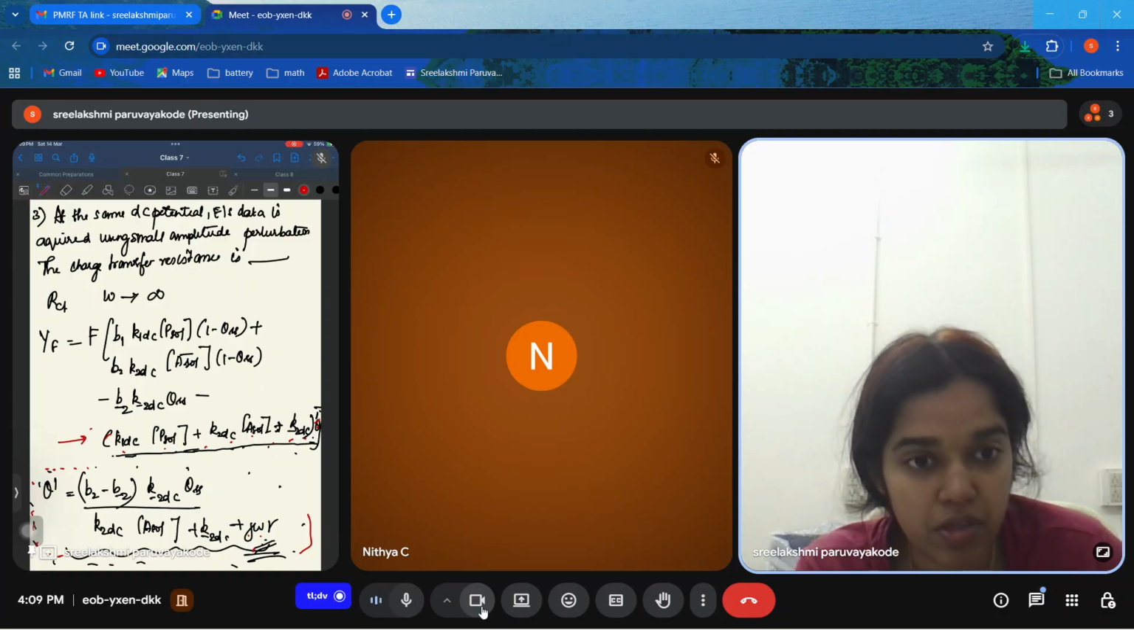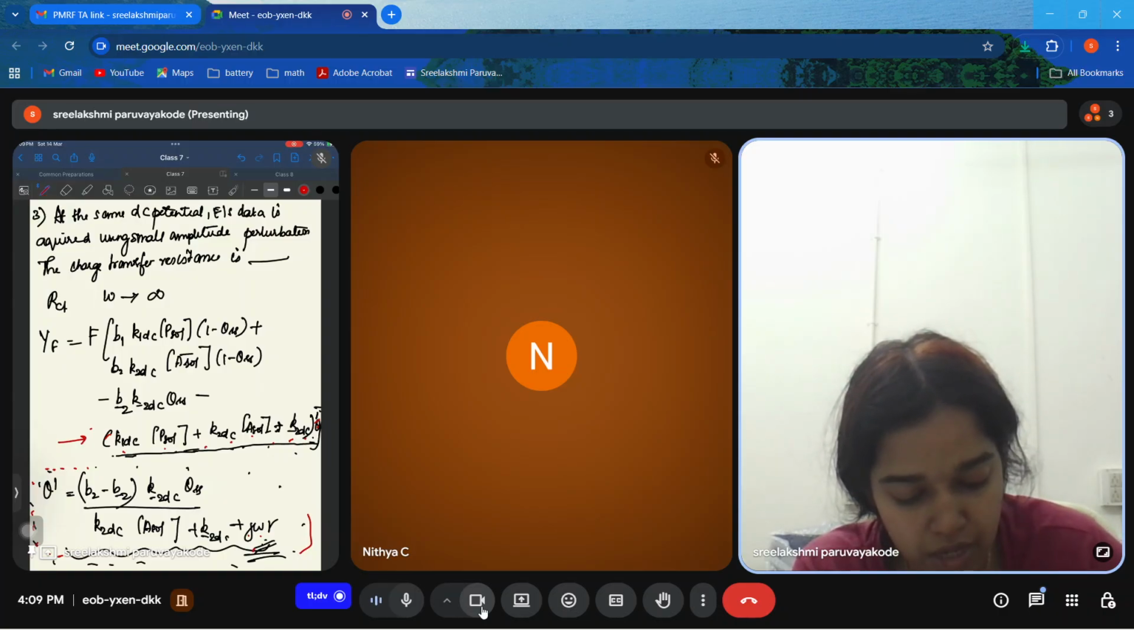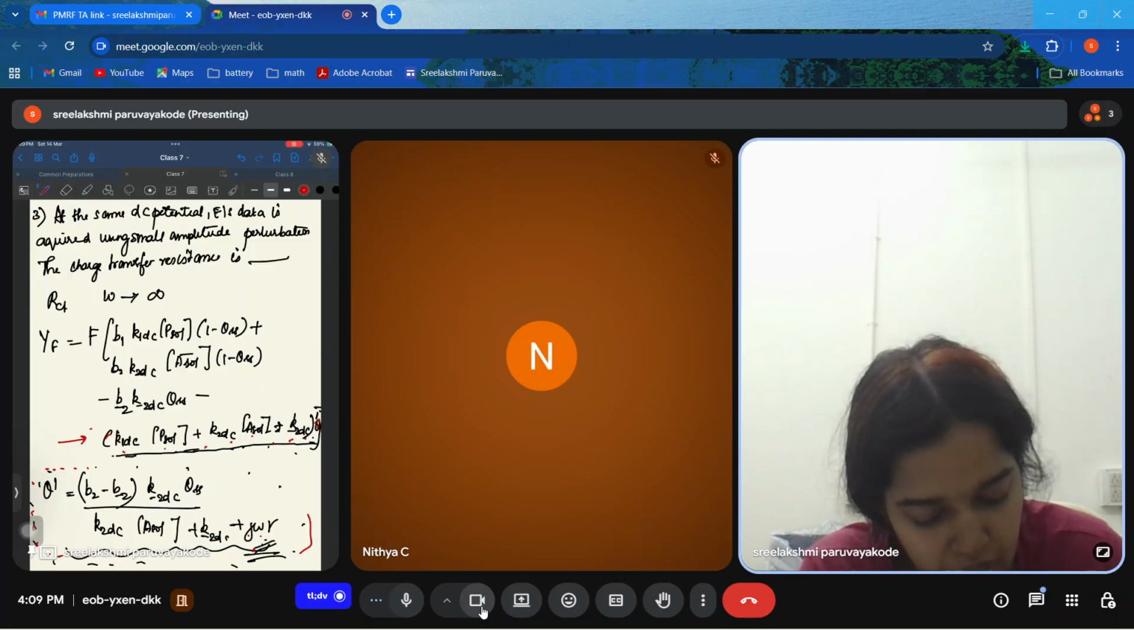From the derivation of the EAR mechanism, last class we had seen the expression YF equal to F into B1 K1 DC P solution into 1 minus theta SS plus B2 K2 DC A solution minus 1 minus theta SS minus B minus 2 K minus 2 DC theta SS, over the bracket K1 DC P solution plus K2 DC A solution plus K minus 2 DC theta dash.